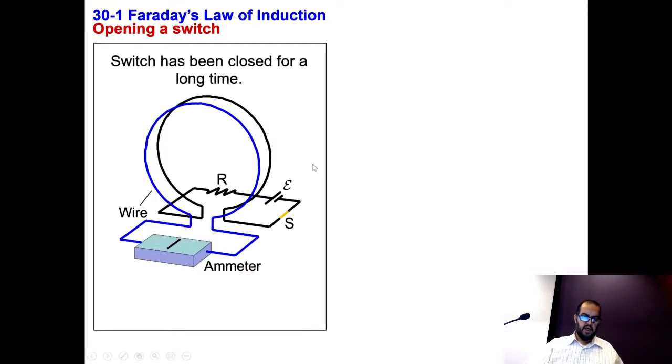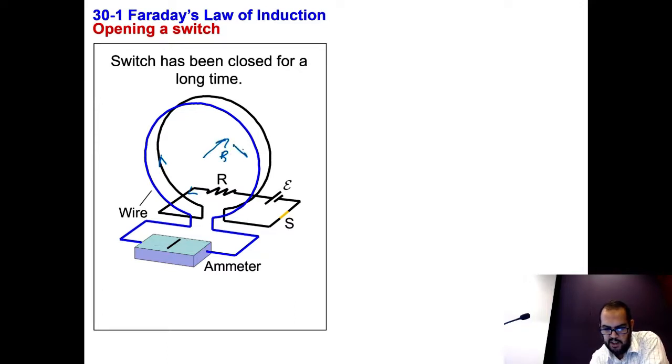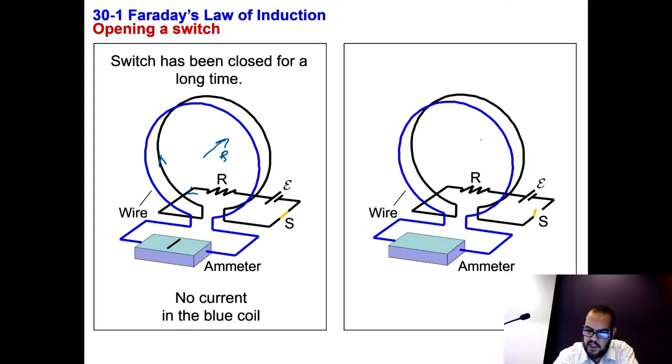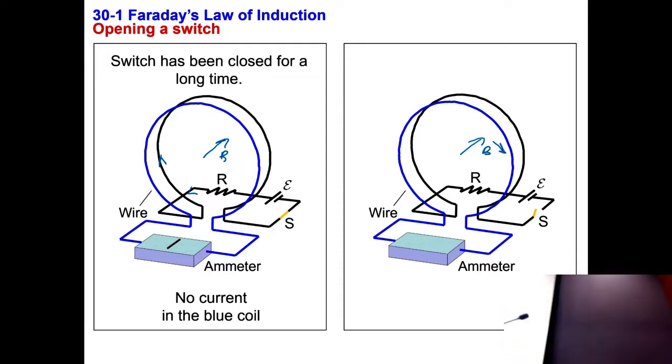Okay? So here we start with the switch closed, and now we are doing the opposite. We are opening the switch. Originally we have a current in this direction, so the magnetic field is in this direction, except the magnetic field is decreasing because we are going to open the switch. So when we open the switch, this magnetic field is disappearing. It's going down to zero during the switching process.